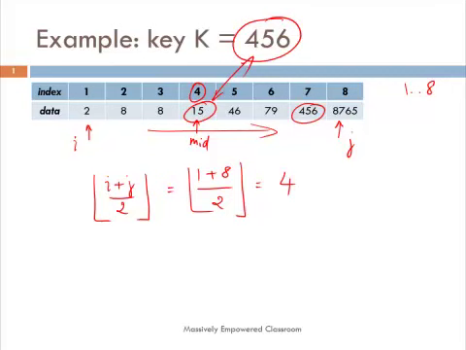So the data element at the midpoint is 15. Is 15 greater than or less than or equal to 456? It is clear that 15 is less than 456. That means there is no way, because the array is sorted, that the key can be present in this part of the array.